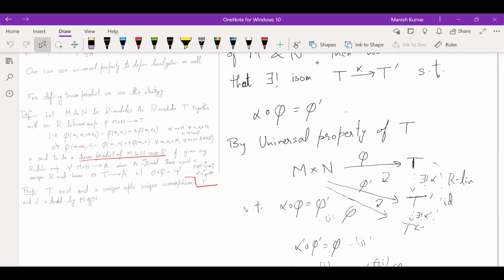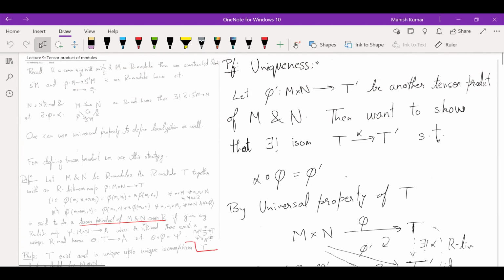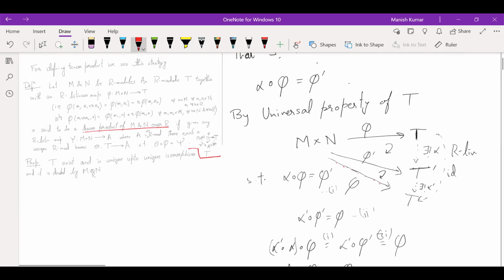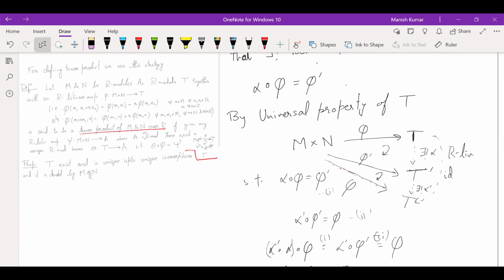But T prime is also a tensor product, so it also has a universal property. So you can make this diagram to T, and then you can say there exists a unique alpha prime from T prime to T which will make this diagram commute. So phi prime followed by alpha prime is phi. So you get this one and you get this two.